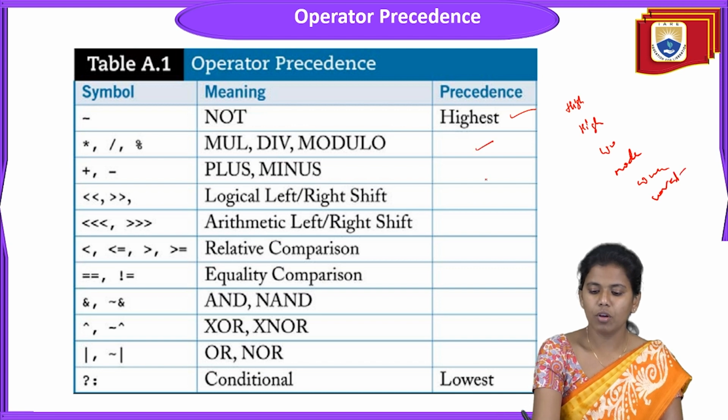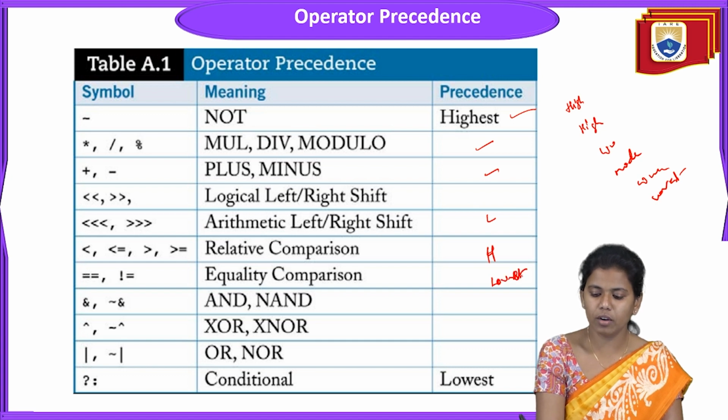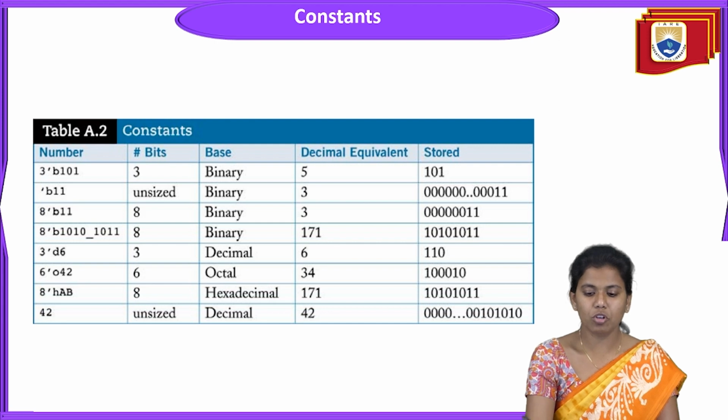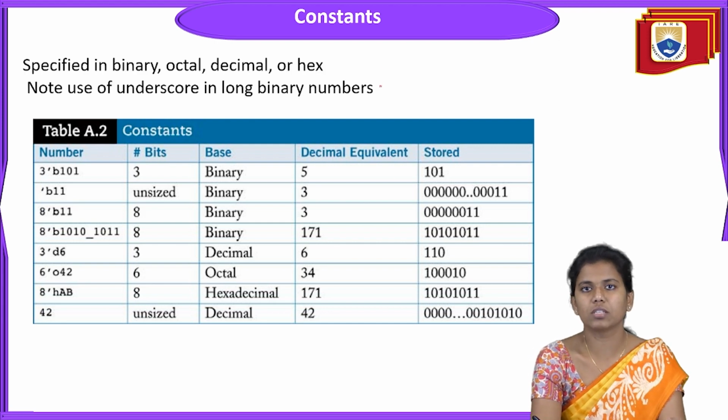Okay, this is how we can give the priority, or precedence. Lower, this is also lower, lowest. Same, follows with the same. Okay, and then coming to the constants. So what are these constants?